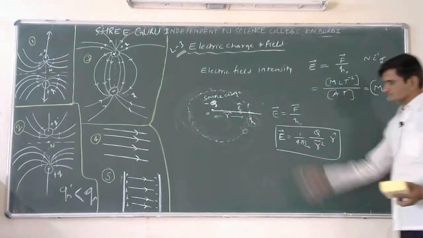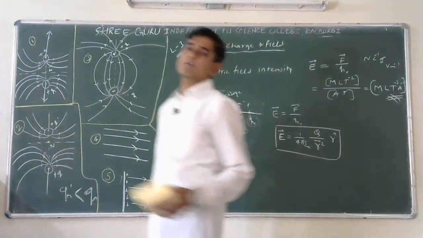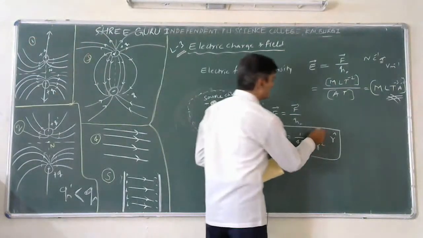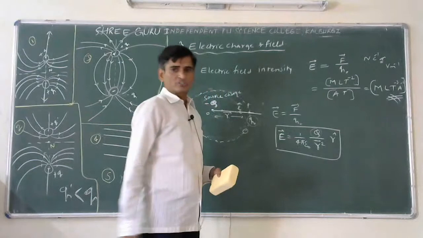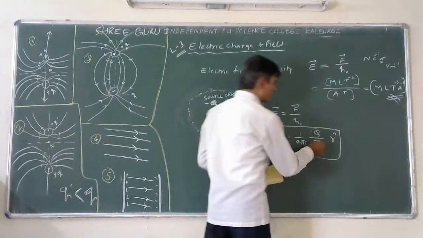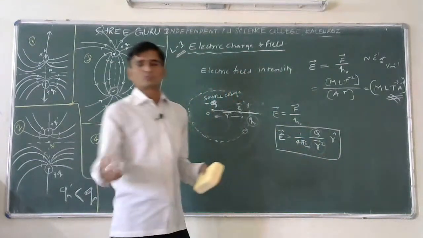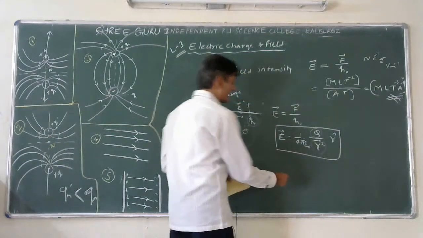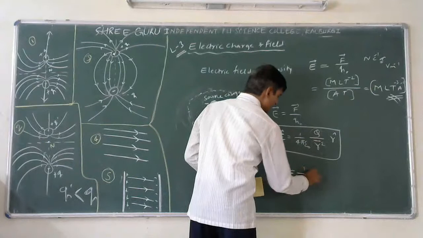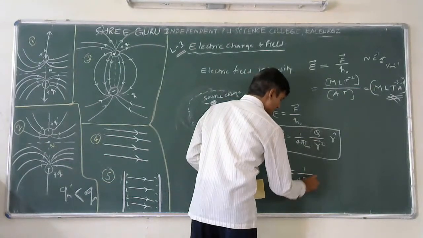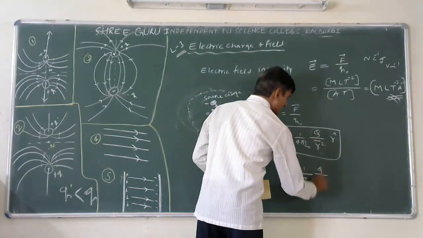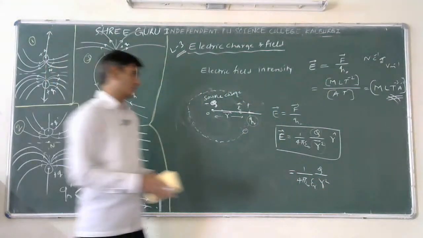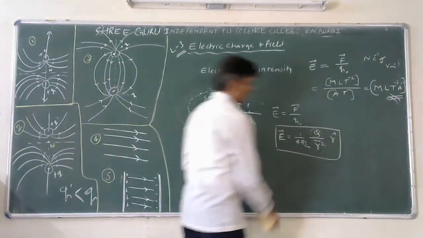Hope you understood. Electric field intensity is a vector quantity, so it has magnitude and direction. The magnitude of the electric field intensity depends upon the amount of the source charge, the distance between the source charge and the point, and also the medium. If there is any other dielectric medium, then the value becomes 1 by 4 pi epsilon naught into epsilon r, times q divided by r square. So that also depends upon the medium. Understood? Okay.